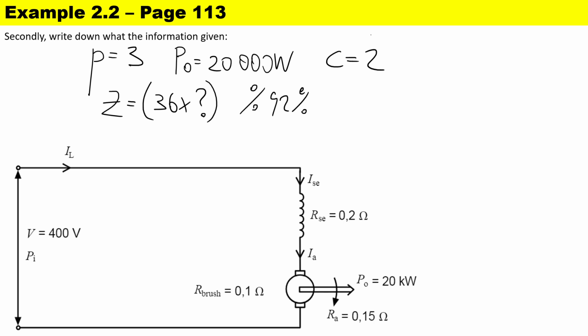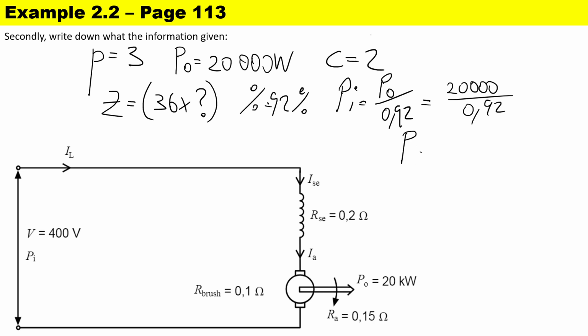The moment you see efficiency, I recommend always calculate your input power, and we always use input power for our motors. To calculate that, it'll be the output power divided by the efficiency. The output power is 20,000 watts divided by the efficiency of 0.92. So therefore, the input power is going to be 21,739 watts. You can leave your answer in watts just to make it easier.